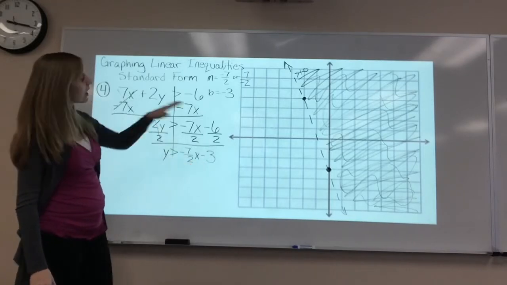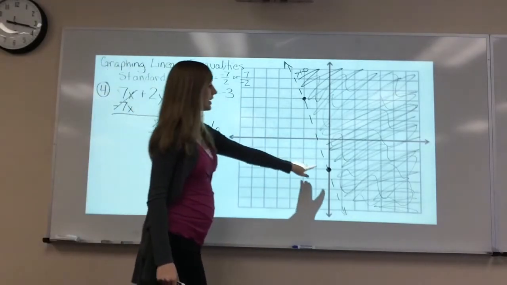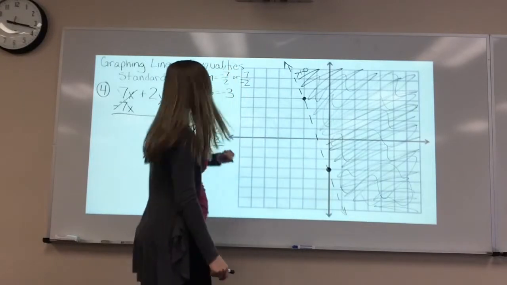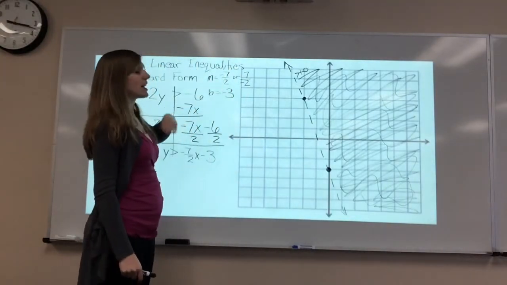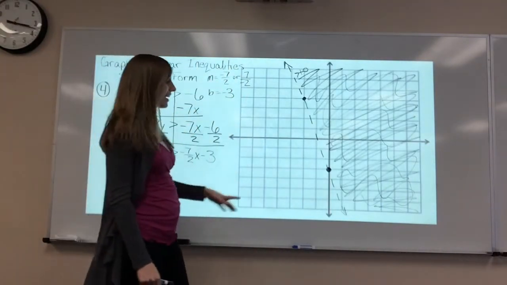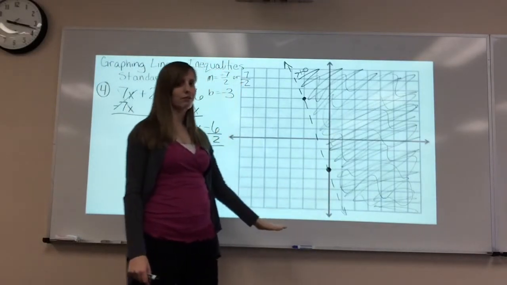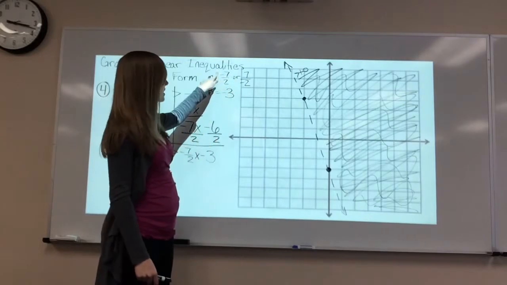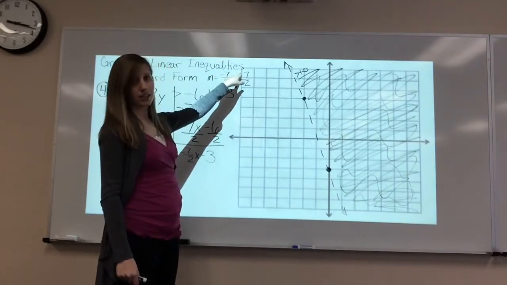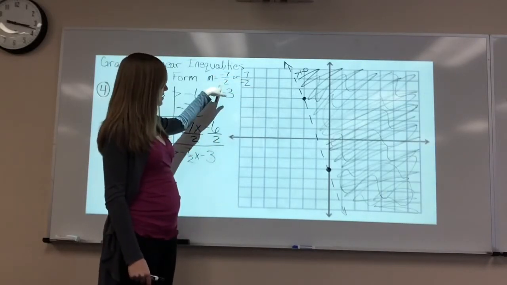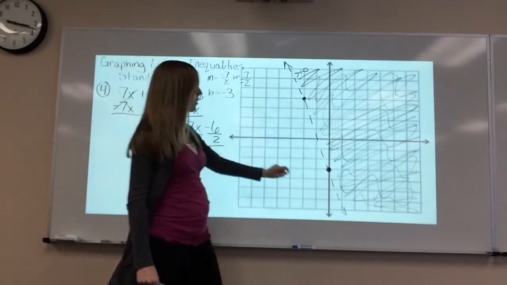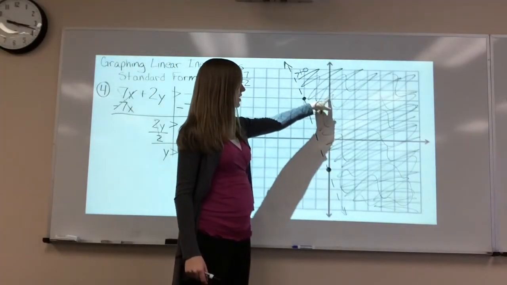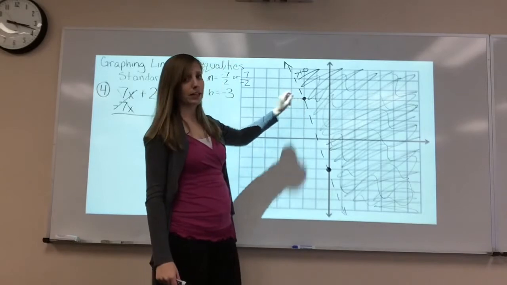So to graph that, I did my y-intercept of -3, so I went down 3. Now my slope was -7 over +2, but I can't go down 7. I don't have enough room. So I went ahead and changed it. I did the opposite. So instead of -7, I did +7. Instead of +2, I did -2, which means you go up 7 to the left 2 and put your point.